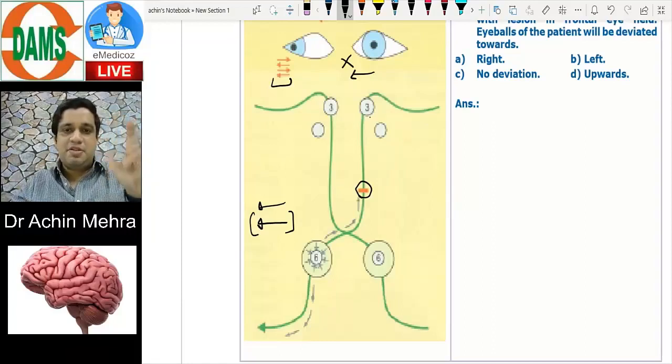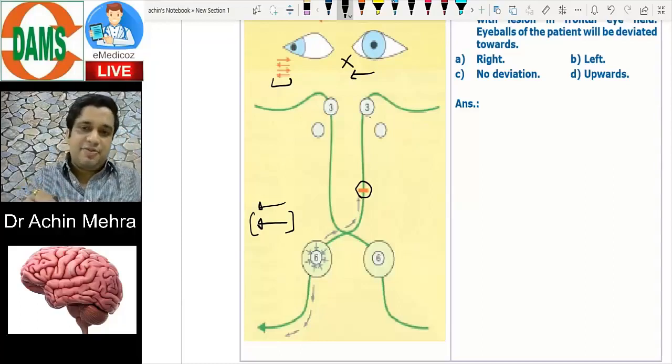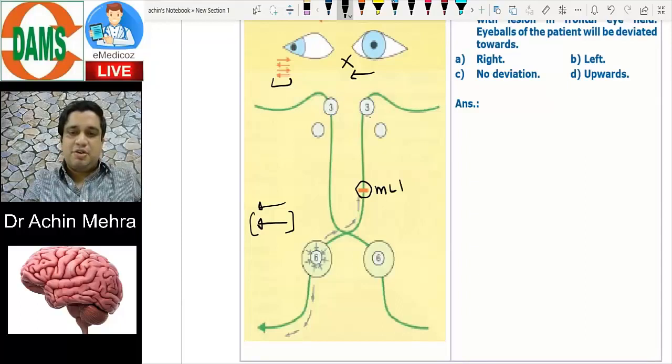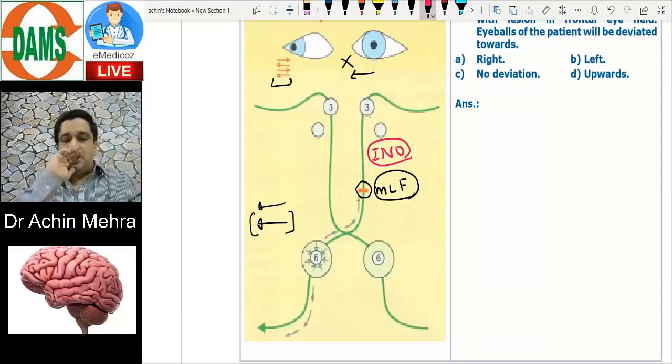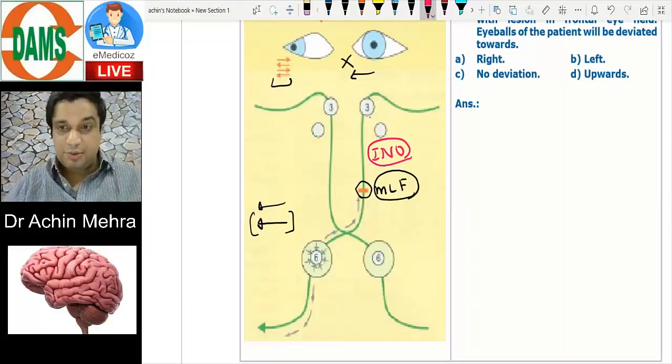So in this patient, there is nystagmus in the abducting eye, and there is failure of adduction of the opposite eye because the lesion is in the medial longitudinal fascicle, and the lesion is somewhere between the nucleus of the two cranial nerves, sixth and the third. So we also name this as what? Internuclear ophthalmoplegia. Eyeballs cannot move and the lesion is between the nucleus. Internuclear ophthalmoplegia, right? INO.